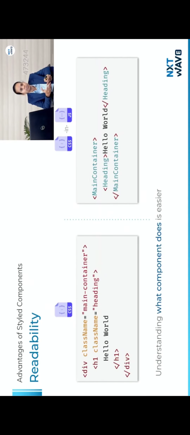And another advantage is readability. You can see when we use CSS for styling, we have div, class name equal to main container and so on. Whereas in case of CSS in JS, we have main container, heading and so on. It's very easy to understand what each component does, right? That's the advantage of using CSS in JS. In this way, there are many advantages of using style components to style the React components.